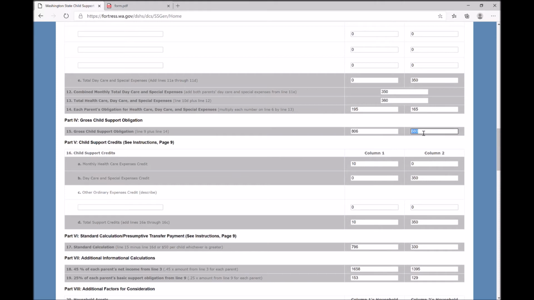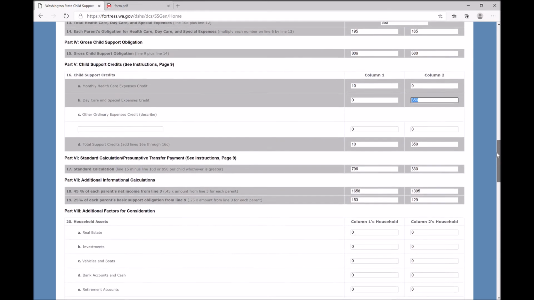Similarly, this is the amount that the mother is obligated to pay. We haven't given her credit for the $350 that she already paid out of her pocket. Now we talk about credits. The father pays $10 directly per month for healthcare, and the mother pays $350 per month directly to the school.